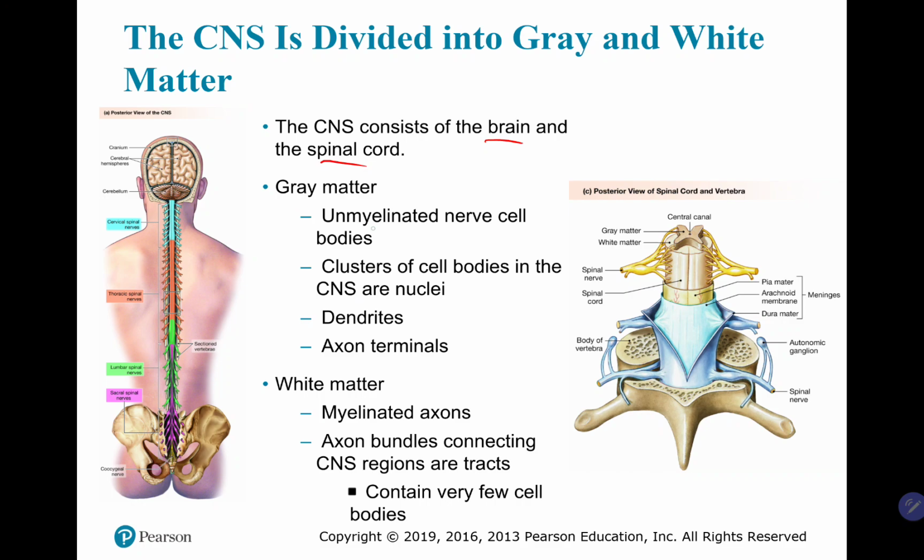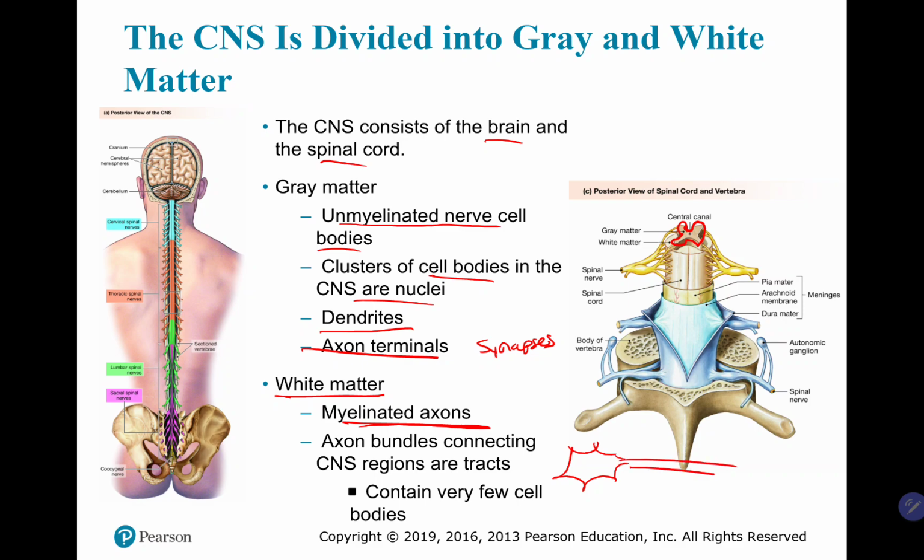Gray matter is unmyelinated cell bodies, or a cluster of cell bodies, or the dendrites and axon terminals. This is where we have those synapses. This is all gray matter, so you can see it right here in the spinal cord. White matter is the myelinated axons, or those axons that are traveling. So when we look at this, this is the axon portion. This is going to be white matter.